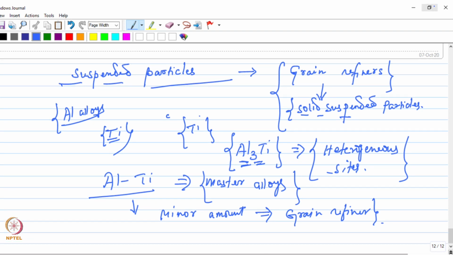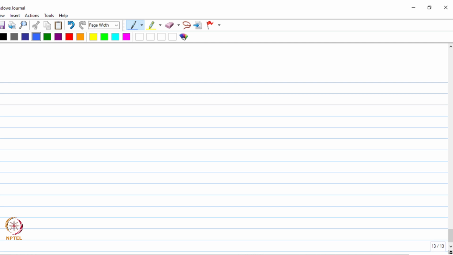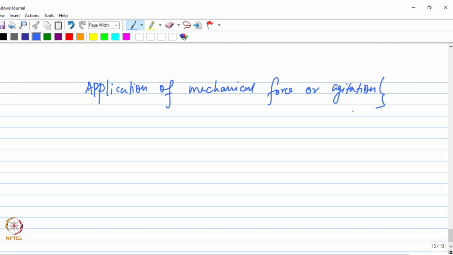so this is a topic that we are going to discuss in more detail, as I said, but let me also tell you there are other techniques as far as the melting and casting route of grain refinement is concerned. And those are basically the application of some mechanical force through which you can actually refine the grain size. Mechanical force or agitation created in the liquid metal.